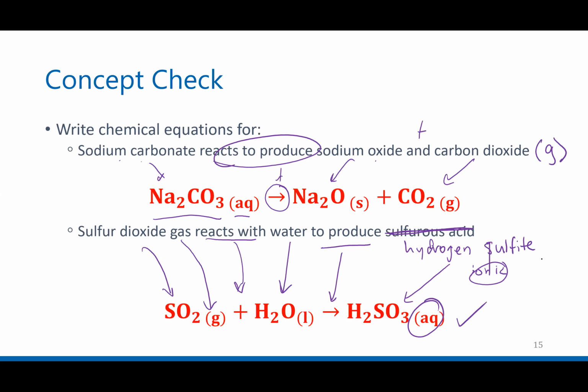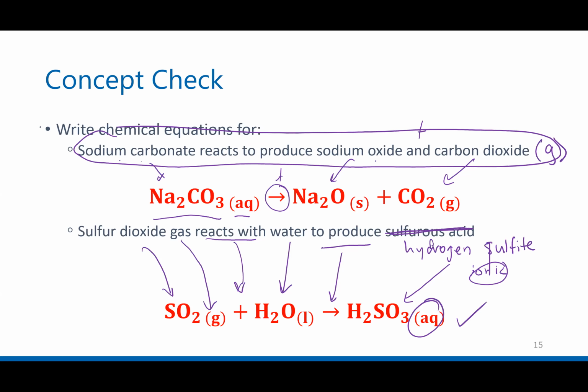Now, it might not feel like it, but writing chemical equations is faster than writing a sentence like this one that I'm circling up top. It might not feel like it now, but when you practice this and you know how to name things and you can look up states really quickly, writing a chemical reaction is much quicker. It's just an easier way to represent a chemical reaction.